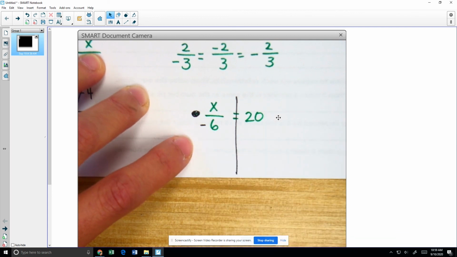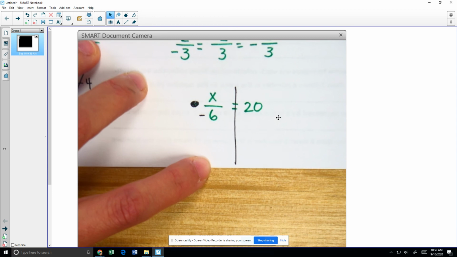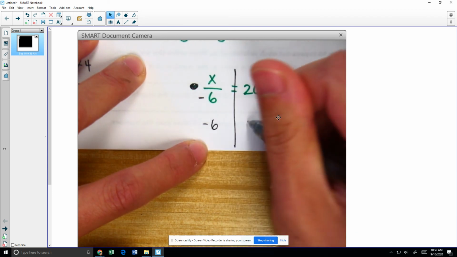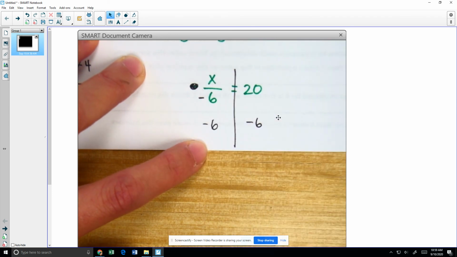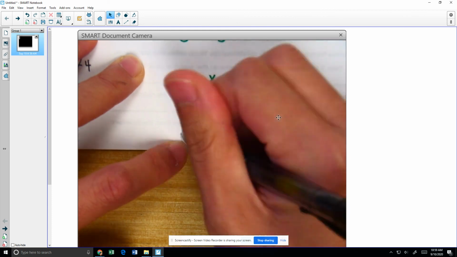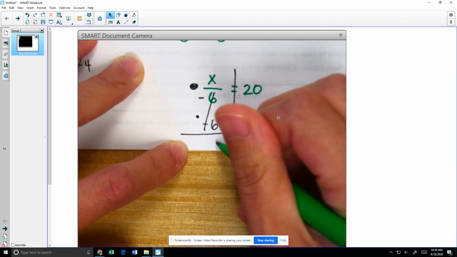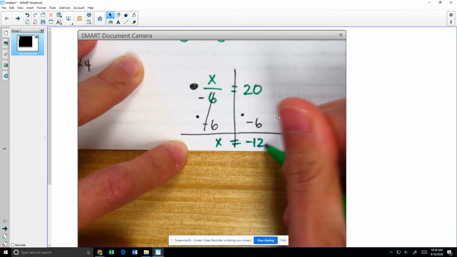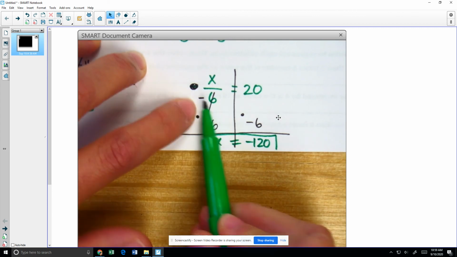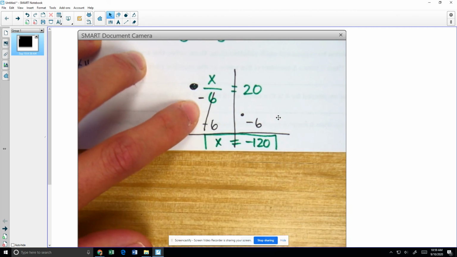So what number do I drop down on both sides? Negative 6. Thank you for saying negative 6 and not positive 6. Okay, how do I move the negative 6? Add, subtract, multiply, divide. Multiply. Thank you, Sydney. You're going to multiply negative 6 on both sides. So that cancels out. So left over, I have x equals negative 120. So do you see what I did? If I had a negative in the center, just bump it to the bottom, and you're okay with that.